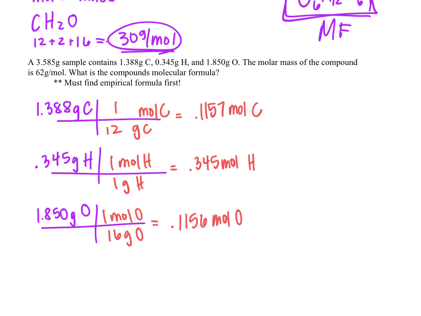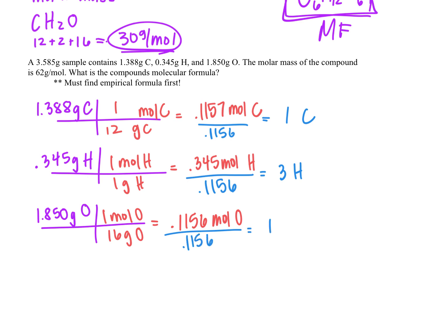And so don't we think that these two are pretty much the same? Right, so we're taking each of them basically divided by 0.1156. So that would tell me I need 1 carbon. Dividing by 0.1156, I'm assuming that's going to come out at 3. Okay, so I need 3 hydrogens, and I'll take this one divided by itself to get 1 oxygen. So my empirical formula is CH3O. This is my empirical formula.